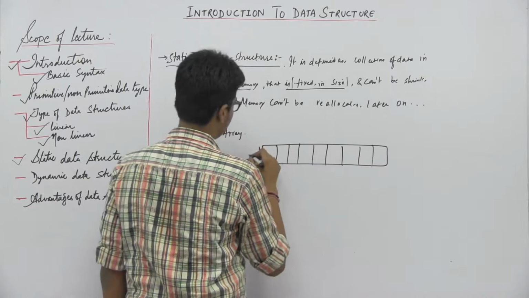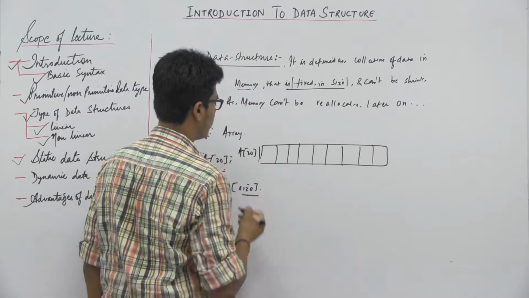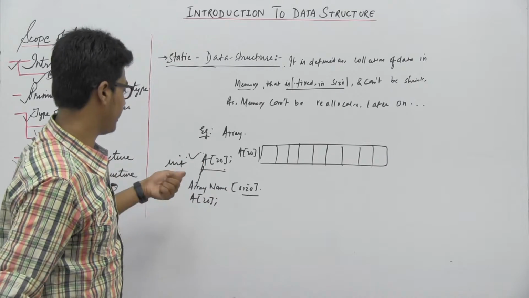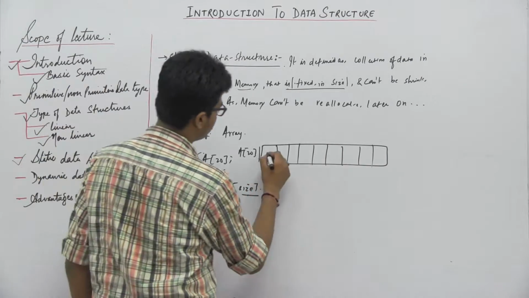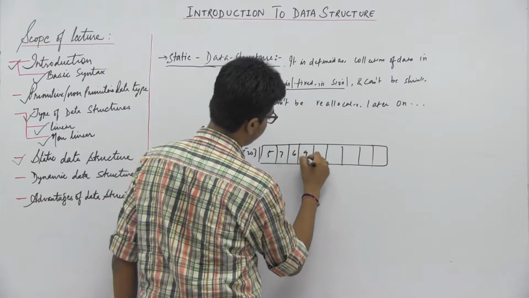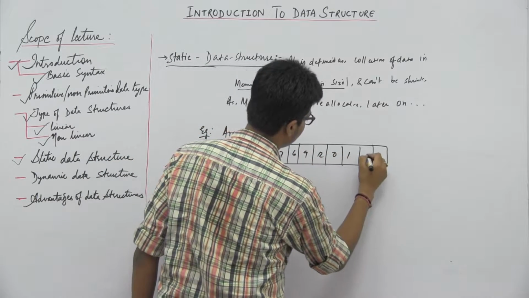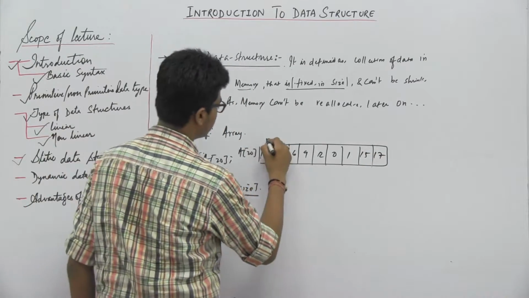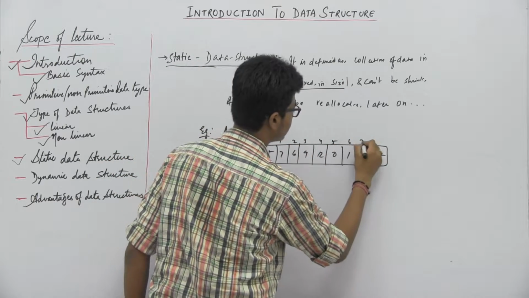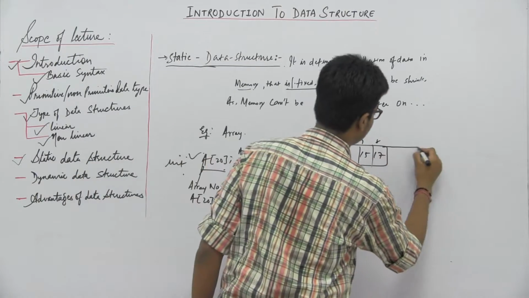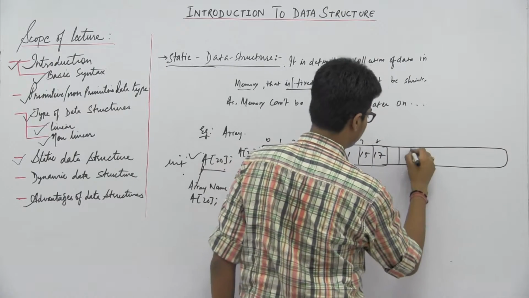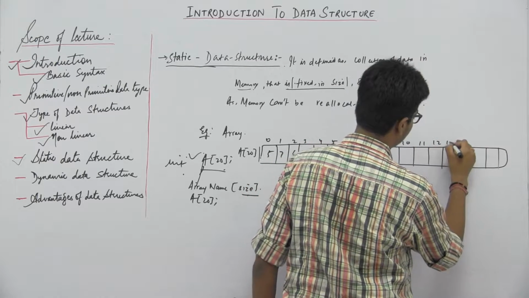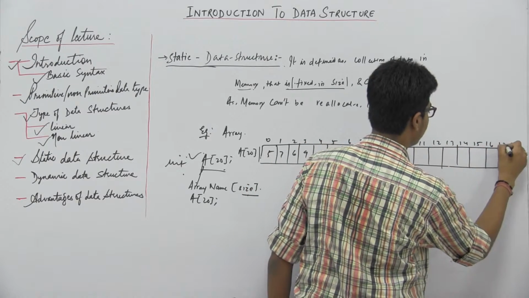This is an array of size 20. Let us say we store integer data type, so we take integers and store them in an array of size 20. Suppose we're storing 5, 7, 6, 9, 12, 0, 1, 15, 17, and the index numbers are 0, 1, 2, 3, 4, 5, 6, 7, 8, 9, 10, 11, 12, 13, 14, 15, 16, 17.